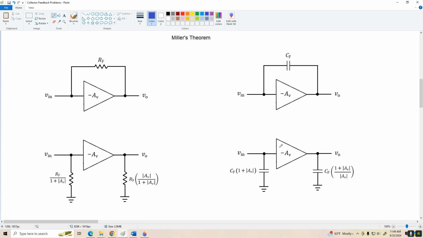Now, the significance of the capacitor in the feedback loop is that it can drastically affect the frequency response of the amplifier. And we're going to derive this relationship sometime in a future video, but for right now, I just wanted to mention that. And now let's go on back up and work an actual problem with a transistor.